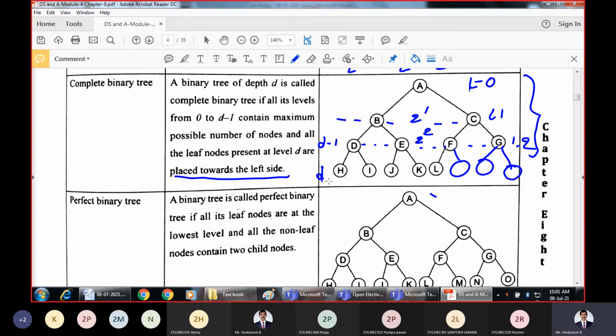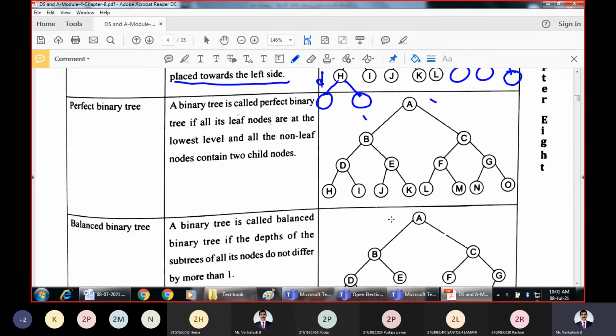Now when you have this scenario, if you extend like this, at the next level, if H has one right child, then this is not a complete binary tree. Why? Because first you should fill the left child of H. First the left child, then you go for the right child. Then it will become a complete binary tree.